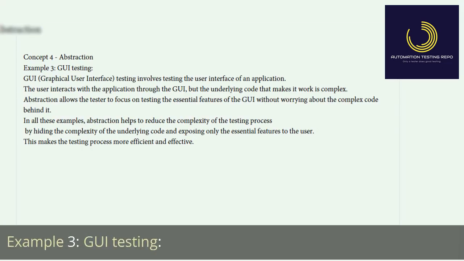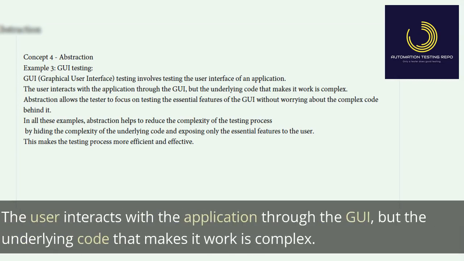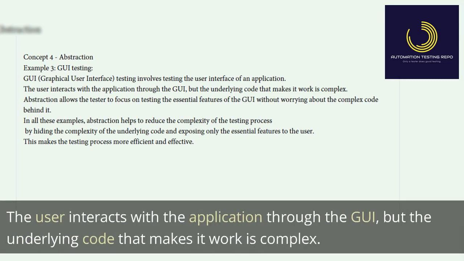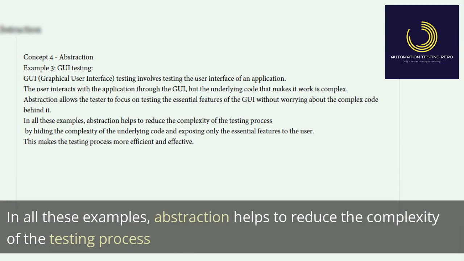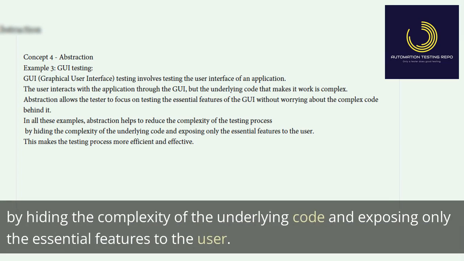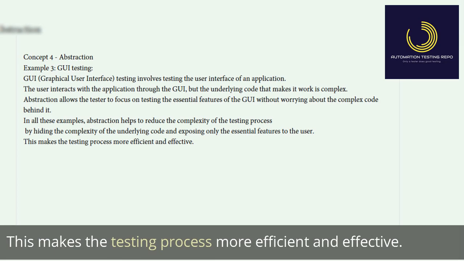Example 3. GUI testing. GUI, graphical user interface, testing involves testing the user interface of an application. The user interacts with the application through the GUI, but the underlying code that makes it work is complex. Abstraction allows the tester to focus on testing the essential features of the GUI without worrying about the complex code behind it. In all these examples, abstraction helps to reduce the complexity of the testing process by hiding the complexity of the underlying code and exposing only the essential features to the user. This makes the testing process more efficient and effective.